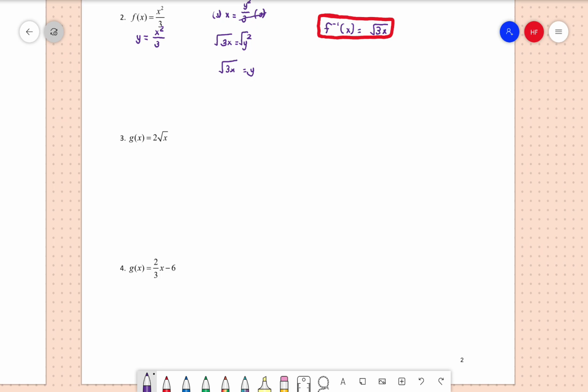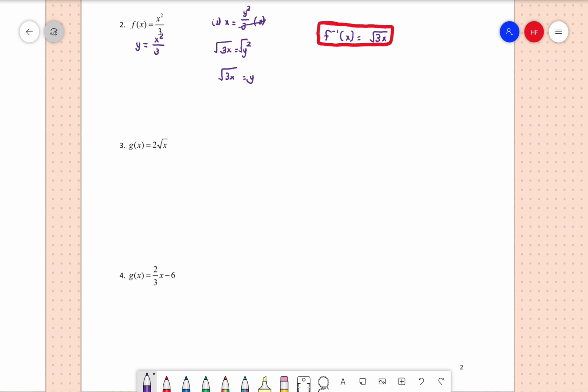Then on number 3, we got the same thing, but now it says g of x. G of x is the same thing as saying f of x is the same thing as saying y. So any function of x is the same thing as saying y equals. So y equals 2 square root of x. I'm going to switch my x and my y now. So x equals 2 square root of y. I need to get this y by itself.